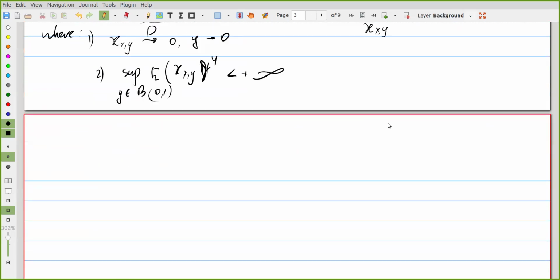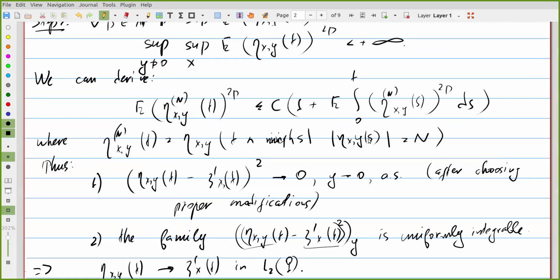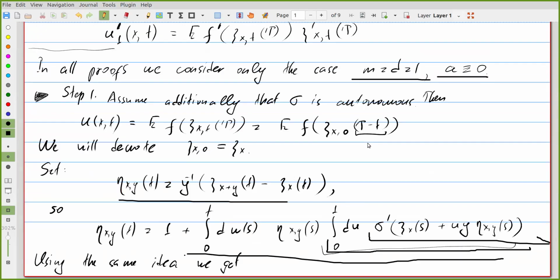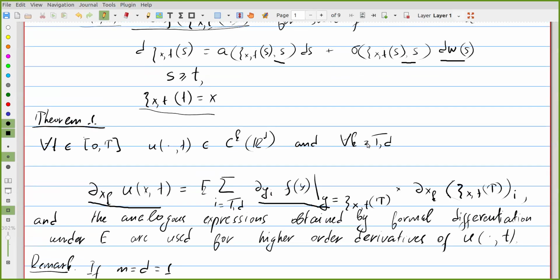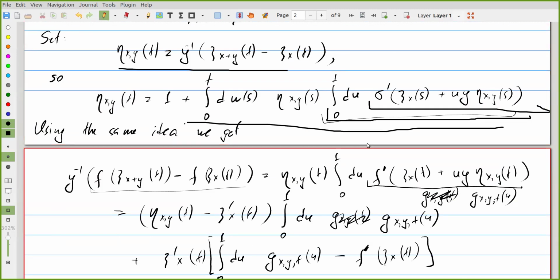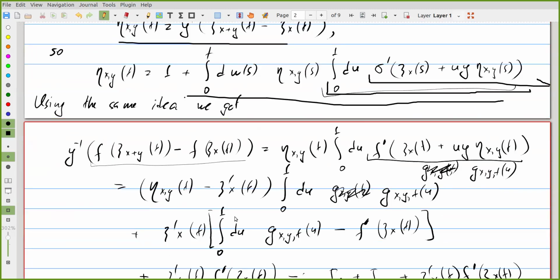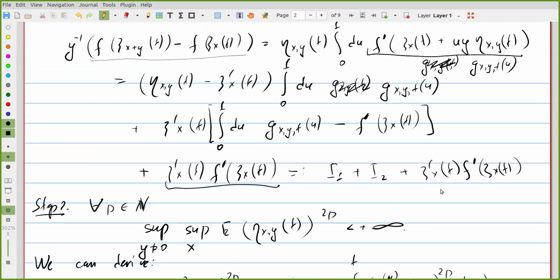Now, if we return to the origin and put mathematical expectations here, we can actually obtain that in the limit we get exactly this.